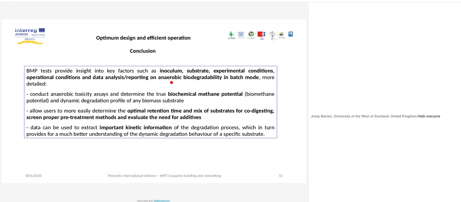And this data can be used to extract important kinetic information of the degradation process, which in turn provides a much better understanding of the dynamic degradation behavior of a specific substrate. So this slide concludes my presentation.